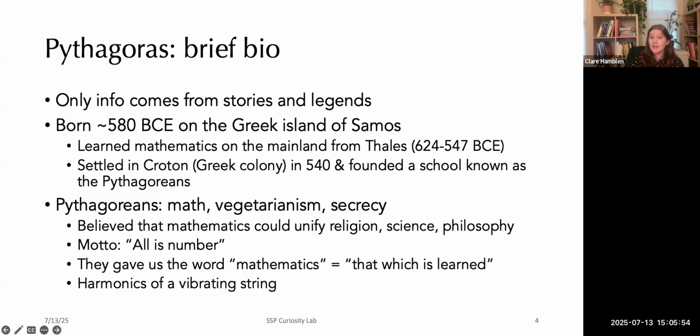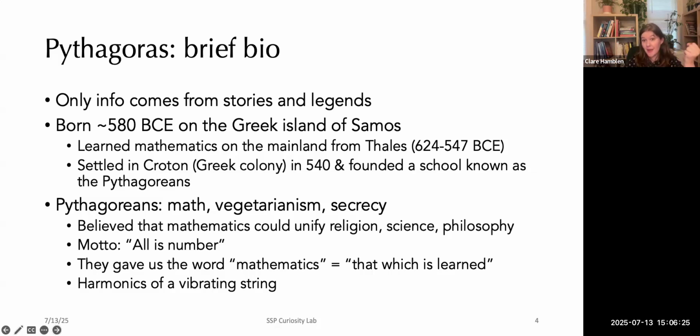Ratios of different lengths of string are what result in the sound of different octaves. So they were mathematicians, but more than that, they were aiming to unify these different domains that all had this, around the natural universe. They had a strict code of secrecy, and interestingly, an equally strict code of vegetarianism.